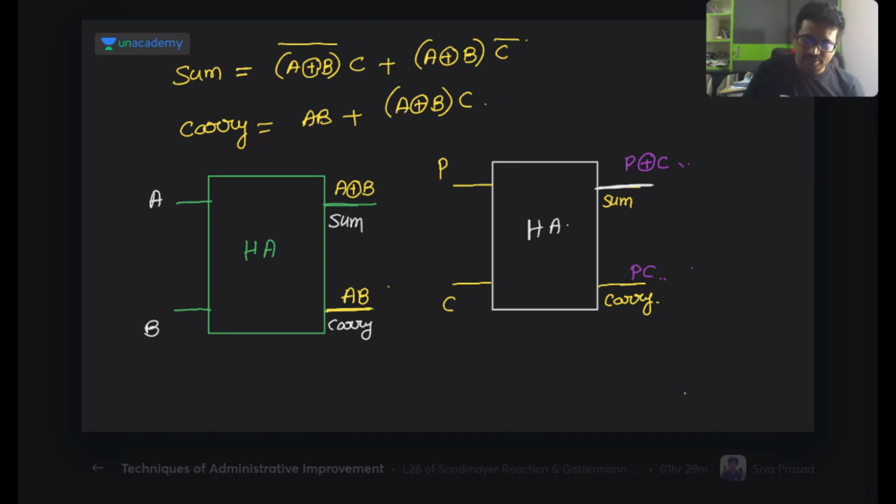This thing you understood now. Now what I am doing is making this connection like this. If I did it like this, let us consider, then what happens? Now this P is nothing but A XOR B. This is the input for this half adder now. This is A XOR B. Yes or no? I did this connection.